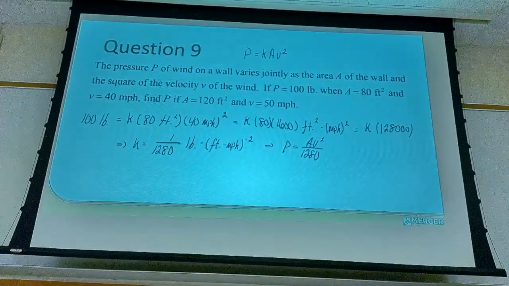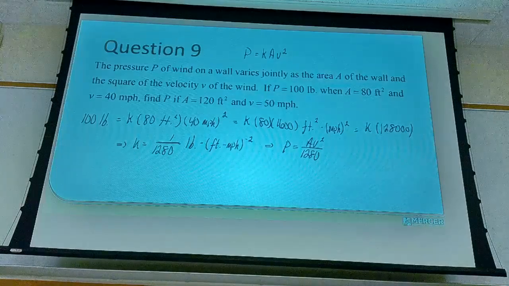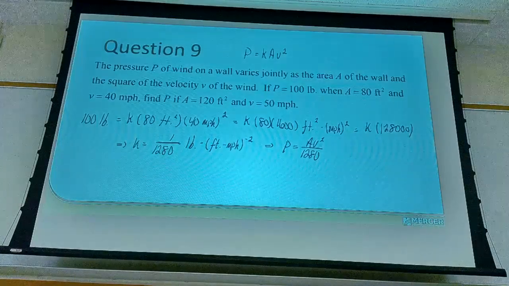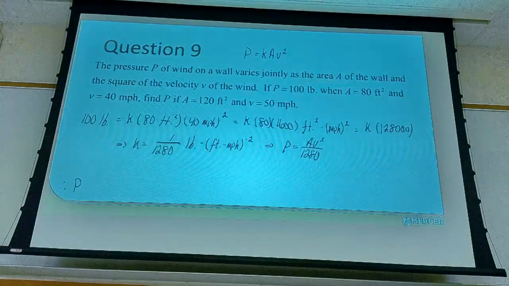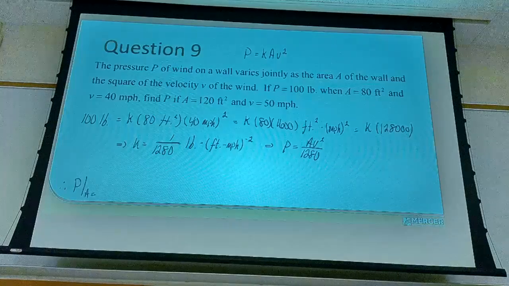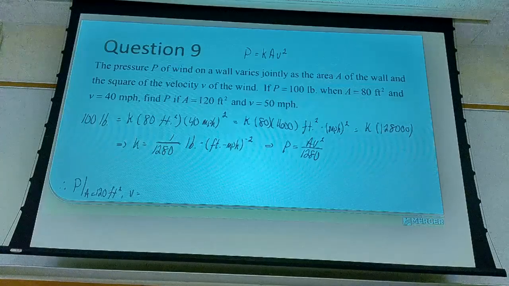There's wind pressure: A V squared over 1280. Find pressure when the surface area is 120 square feet and the wind speed is 50 miles per hour.